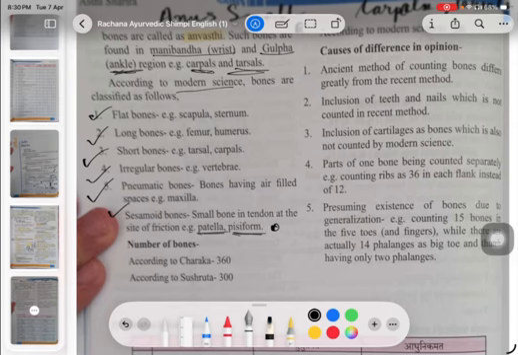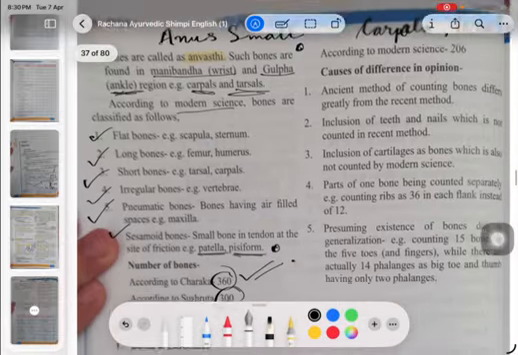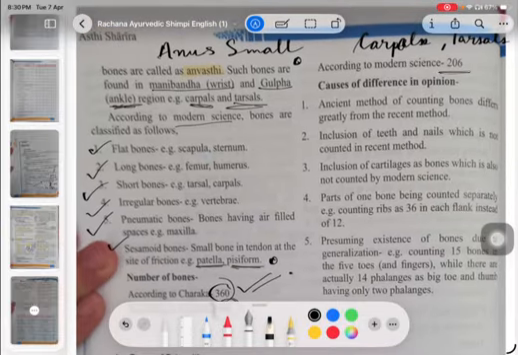The number of bones according to Charak is 360. He may have included the soft tissues, the cartilages, and other tissues which are harder than normal soft tissues. So that's why maybe he has counted 360. You need to remember this. According to Sushruta, it's 300. According to modern, it is 206. The cause of the difference in opinion is that the ancient method of counting bones differs greatly from the recent method.